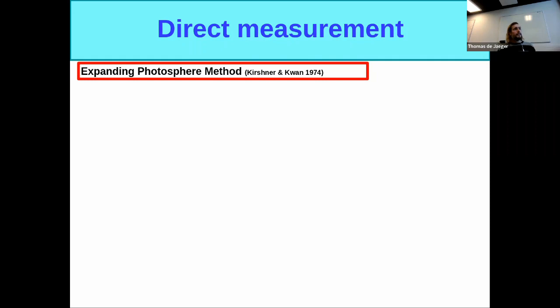This is very interesting because you can measure the Hubble constant without any calibrators, no TRGBs, no Cepheids. This method started many years ago, and it's called the expanding photosphere method, EPM. It was developed by Kirshner and Kwan in 1974, so it's very old. But now it has a new revival, and it looks very interesting. I will show you why.